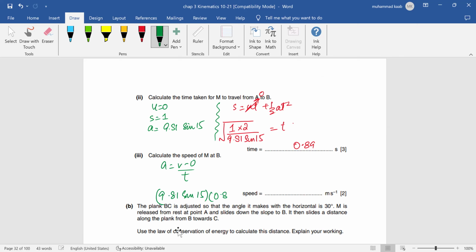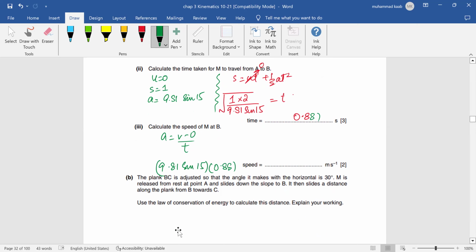Do you get 8.88 or 0.88? Sir, 0.88. Okay, fine. So just multiply it with 0.88 and you'll get the speed. Sir, you get 2.23. Okay, just ignore the 3 and that's it.